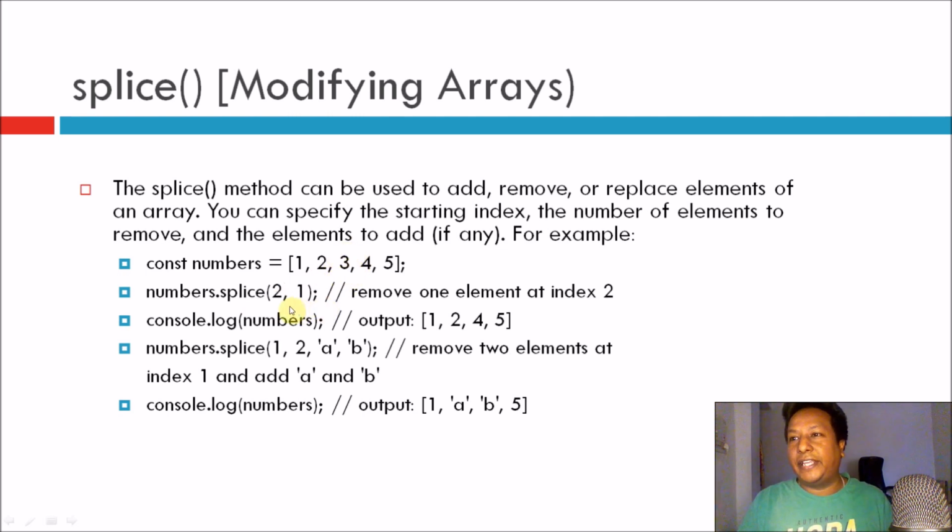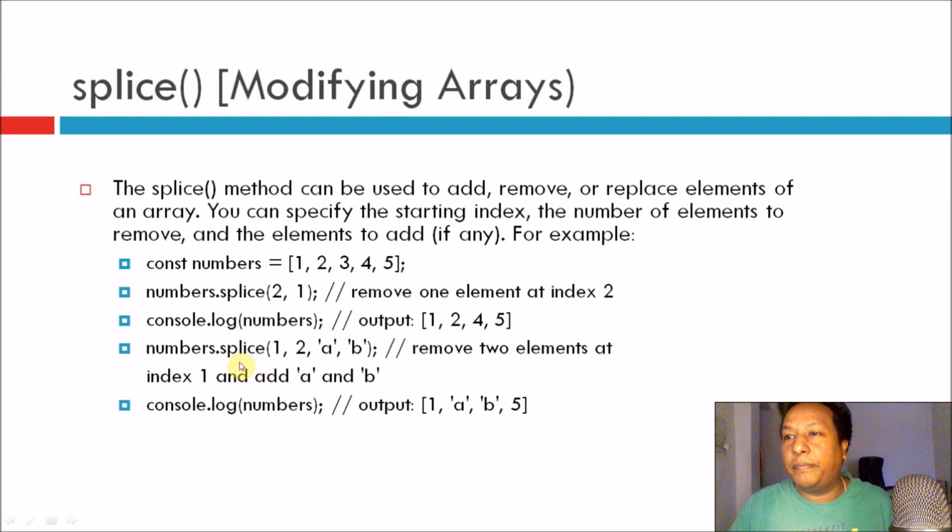Now what we are saying is splice one item, one value from that particular index. So we will splice 3. Once we splice 3, the array will become 1 2 4 5, because 3 is spliced out, it has been taken out.